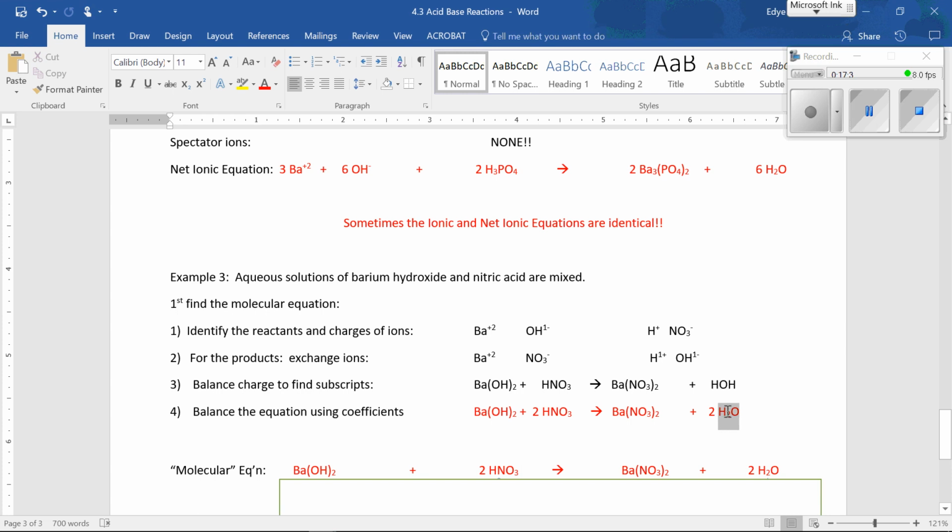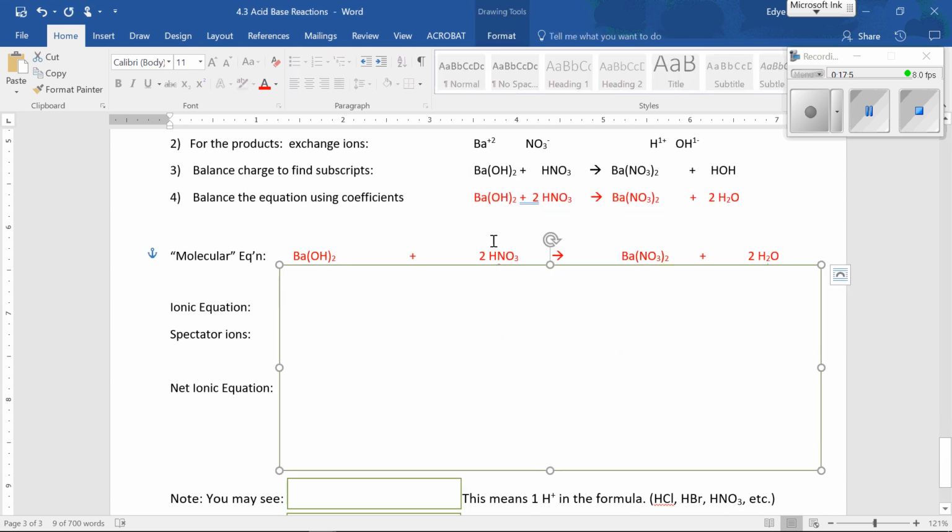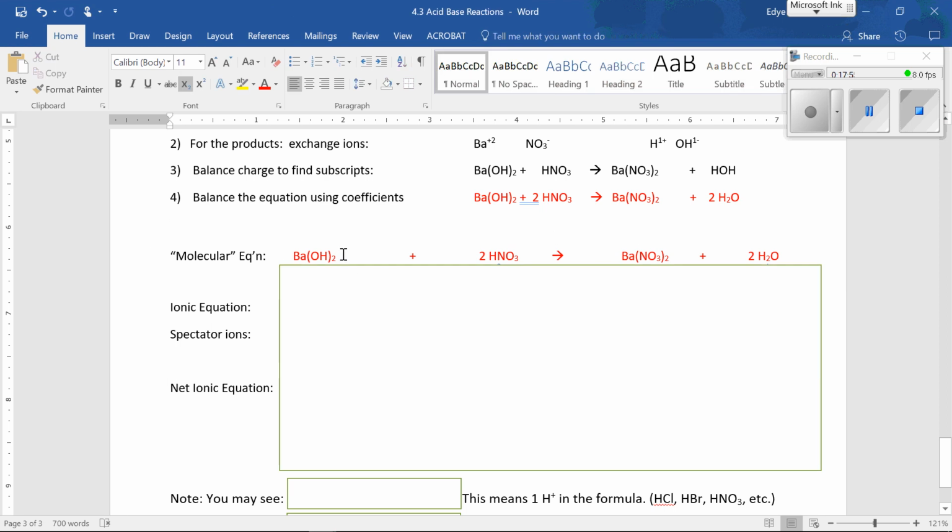Notice I've turned the HOH into water. This is usually easier to balance if you leave the water as HOH, because you'll recognize this OH is coming from the hydroxides. This H, that single H there, is coming from the H in the nitric acid. Okay, we have our balanced equation. Now we're going to go through how to get our ionic and net ionic. So, got to figure out who splits.